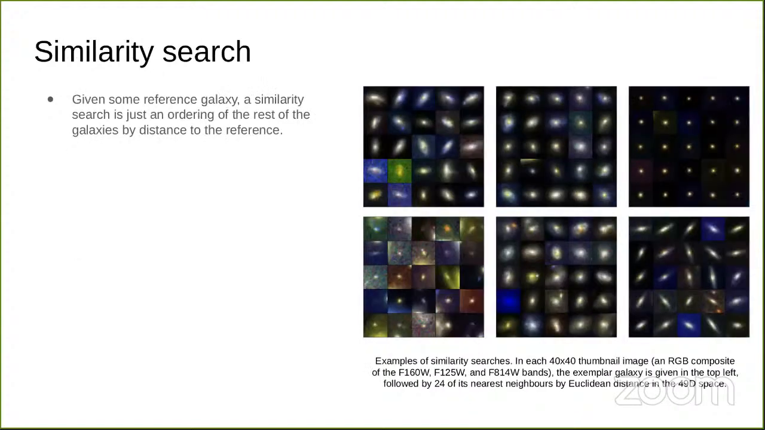Similarity search is very natural. So if you find a galaxy that you like and you want to find more galaxies that look like it, you can just look for the nearest neighbors to that galaxy. So in these panels, the top left is a reference galaxy and all the other ones are its nearest neighbors. This sort of thing works very reliably.